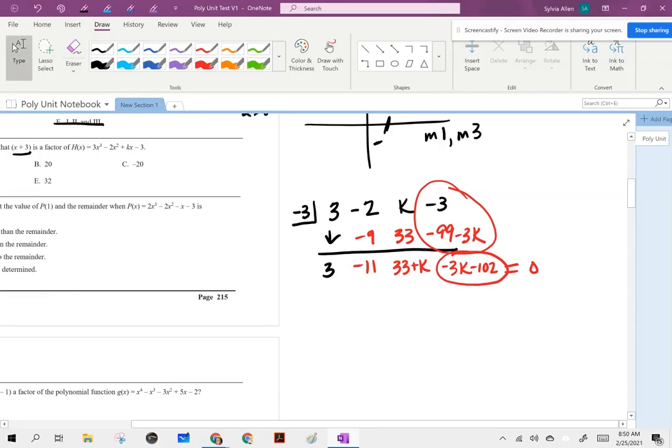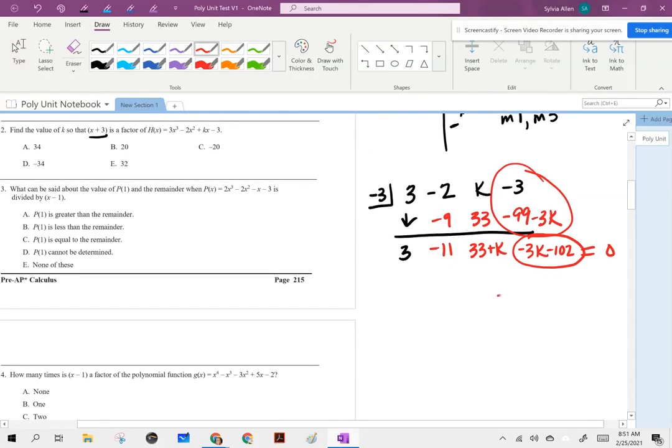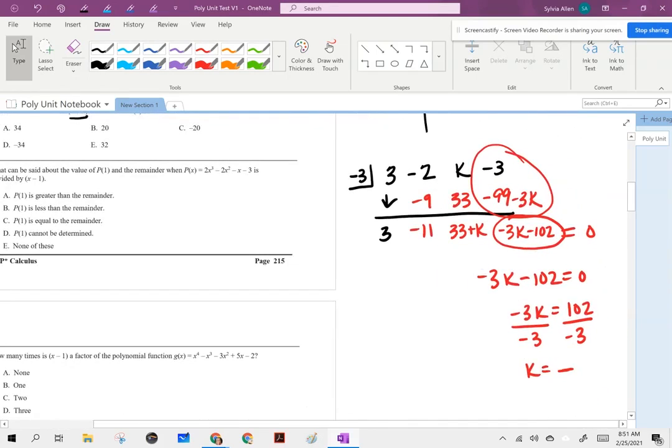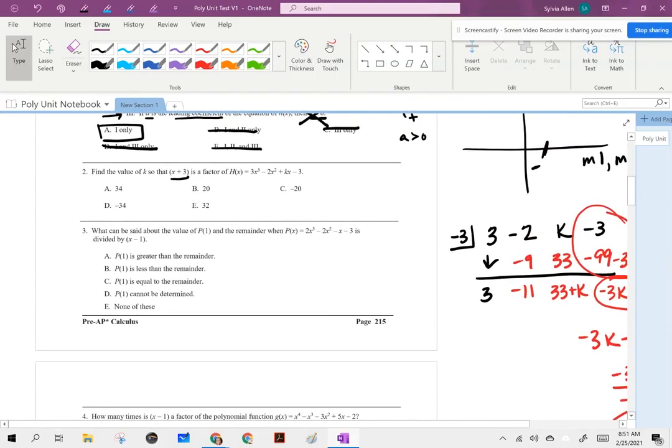Remember that if it's a factor, this remainder needs to equal 0. All right, so if I take a look at that, -3k minus 102 needs to equal 0. -3k is equal to positive 102. Divide by -3, divide by -3. I'm going to get k is equal to a negative. And then let me look at my answer. Okay, they're looking for the values. 3 goes into 10 3 times with 1 left over, so that would give me negative 34. So in this case, D would be the answer for that.